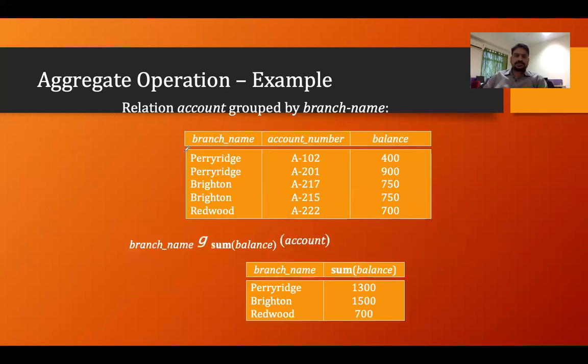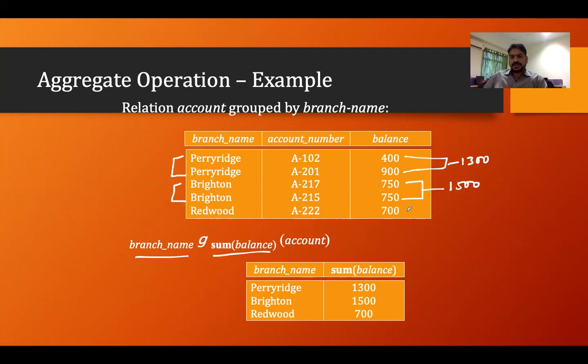Let's see. In this, what will it find out? It will find out the sum of the balance of the account based on the branch name. Means in each branch, what is the balance right now? So it will make a group by of the branch. So branch wise, it will make a group. So this is one group, this is another group, right? So it will find out the adding of these two balances. It will be how much? $1,300. Here these two, how much will it be?